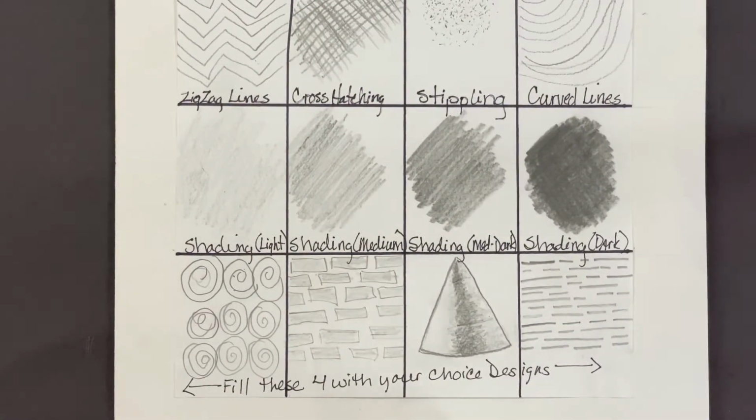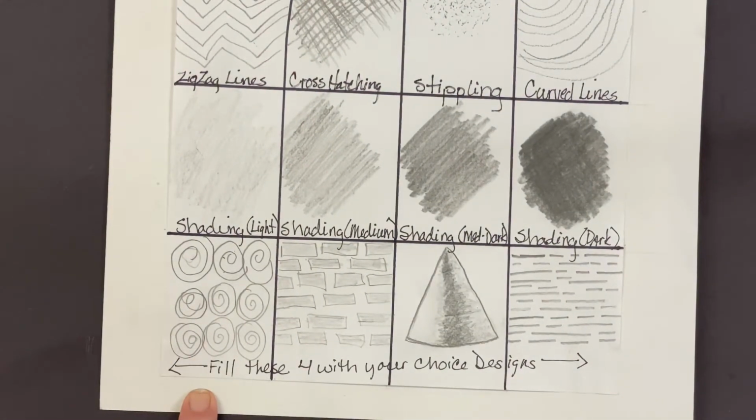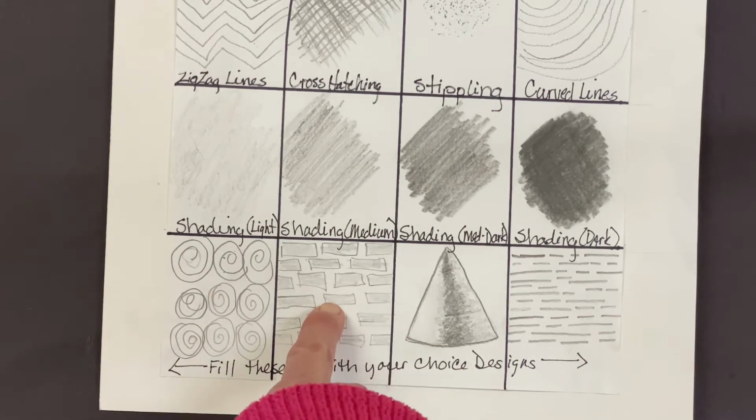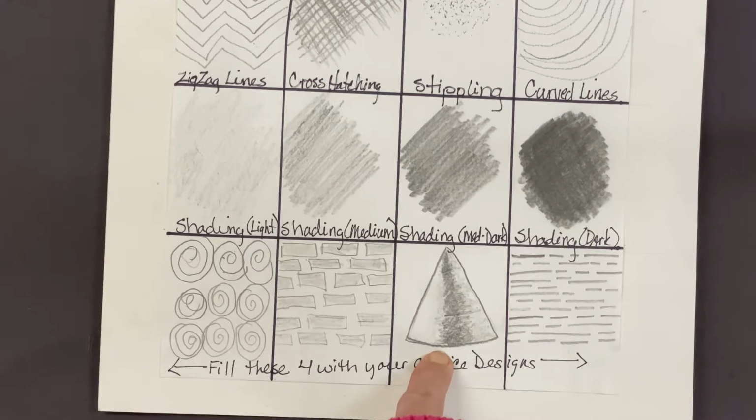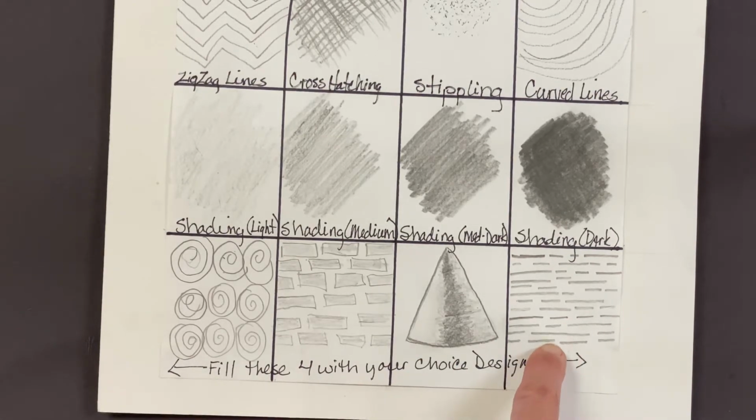And then down here we have, these are just some choice designs that we did in a project. These were some spiral lines, shapes that were shaded to kind of look like bricks. Here is a triangle that has been shaded and added values to look like it's a 3D cone. And then here we have horizontal lines that are different lengths.